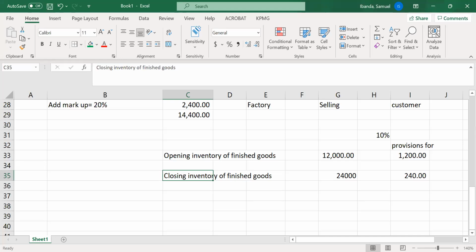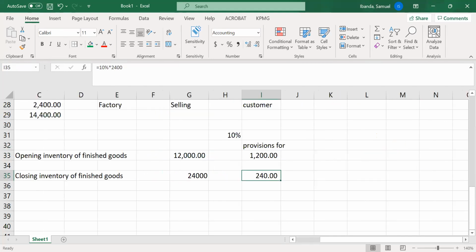So I was trying to say that when it comes to this, let me just reshare my screen. When it comes to this, it is the same, what we call the provision for the unrealized profit. So this as opening stock was the closing stock of last year, and now this is the closing stock of this year. So that's why this is like our opening provision, and this is like our closing provision.